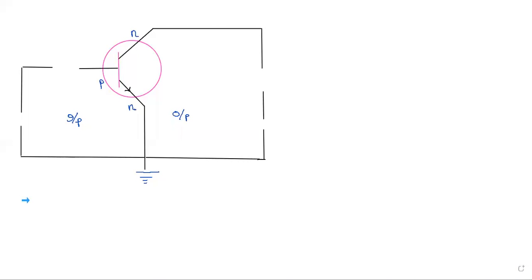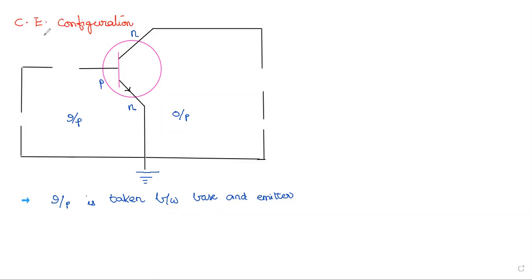First point, before connecting all these things: input is taken between whom? Base and collector? Who is this? Emitter. Sorry, sir, base and emitter. And this is what we are going to discuss today, common emitter configuration. Yesterday we completed common base.